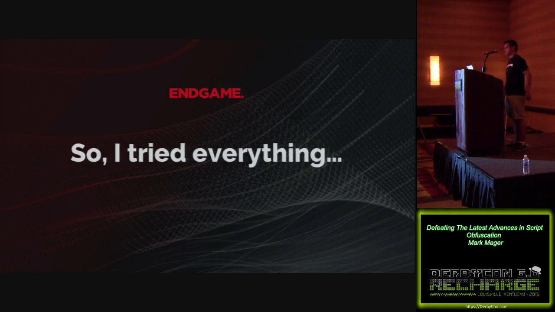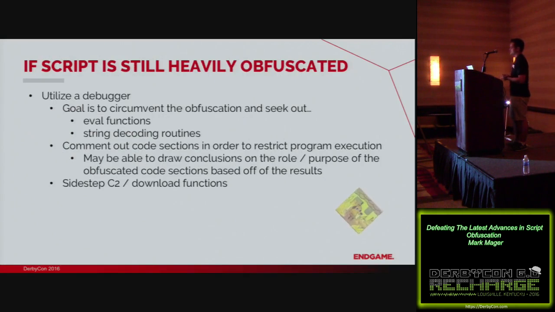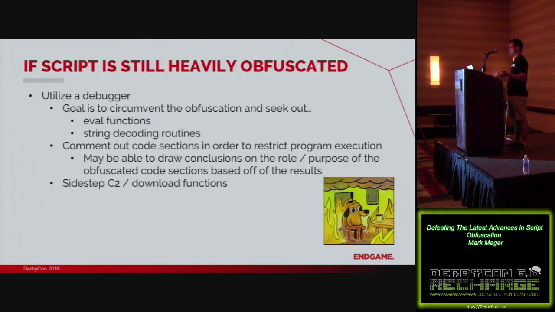Okay, so you tried everything and your script is still obfuscated. You have no idea what else to do. Well, in this case you'll want to utilize a debugger and start doing some more dynamic analysis. Our goal in this case is to circumvent the obfuscation and seek out any sort of silver bullets in the form of eval functions or string decoding routines. Going back to the resolve what you can first approach, you might also want to start out by commenting out code sections in order to help restrict the program execution. Sidestepping C2 and download functions may also be necessary, so those might need to be commented out as well. And definitely leverage the debugger where you can.